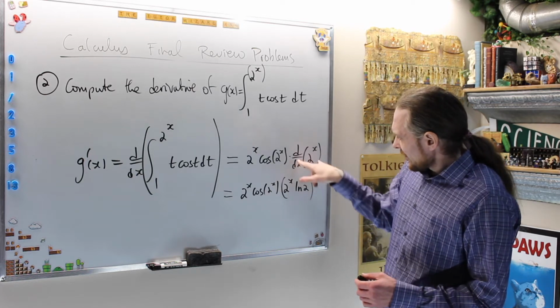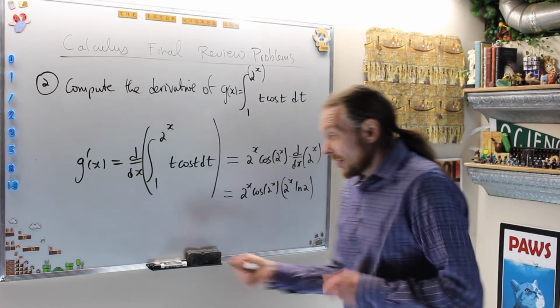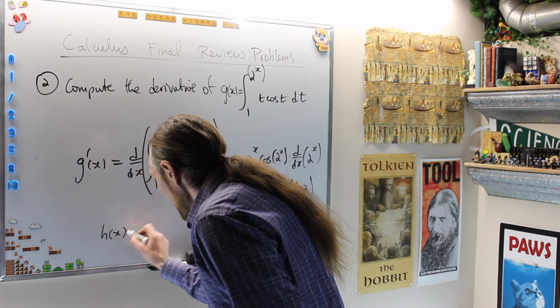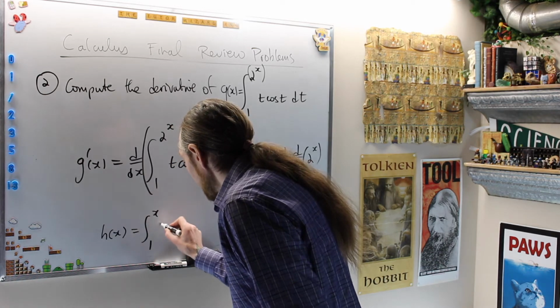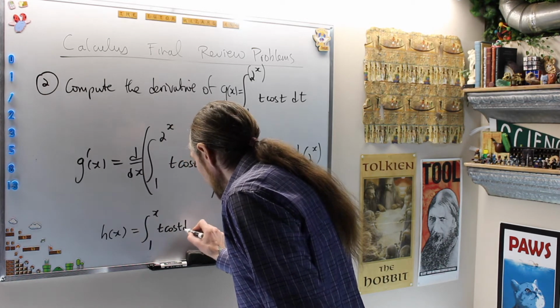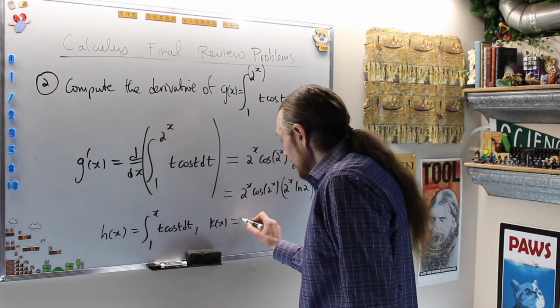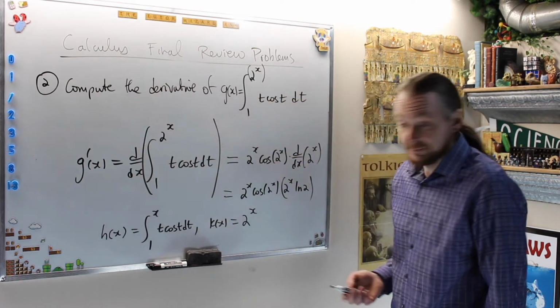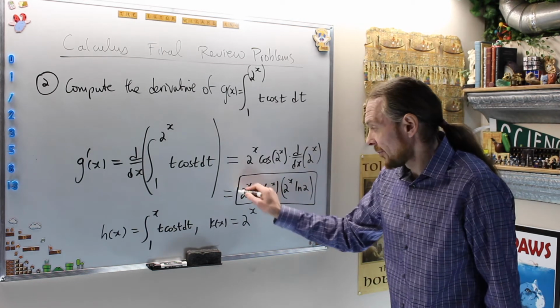Why did I do this weird business at the end? It seems like I used the chain rule, and in fact that is what I used. So call the function temporarily h of x equals the integral from 1 to x of t cos t dt. And then call k of x equal to 2 to the x. So this is the answer, first of all, to that problem.